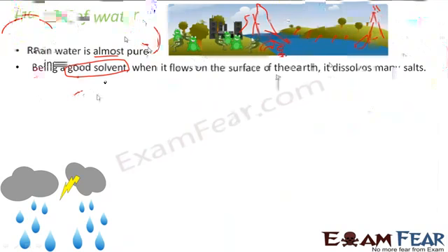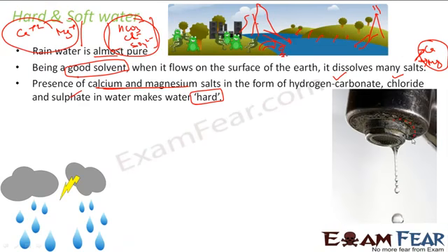sulfate ions, chloride or sulfate. These are the cause. You see this is a tap, and these are calcium and magnesium salts. They have got deposited here after a long use because this is hard water.